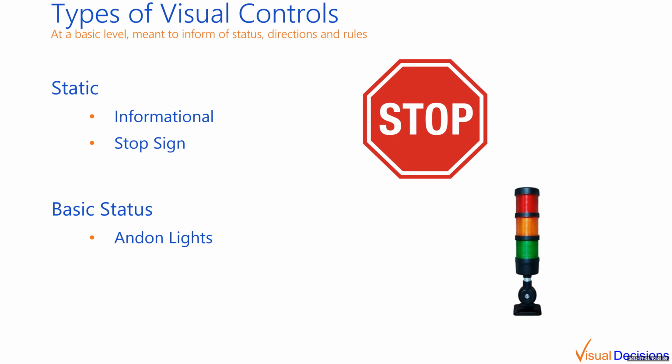So at a basic level, visual controls are meant to inform people of the status of an operation or provide directions or instructions on expected behaviors. These goals can be achieved with simple controls such as an andon light or static visuals such as stop signs or shadow boards. In this discussion, we won't be focusing on these types of controls as they are generally adequate as they are. We're not going to change the function of a stop sign with Industry 4.0.